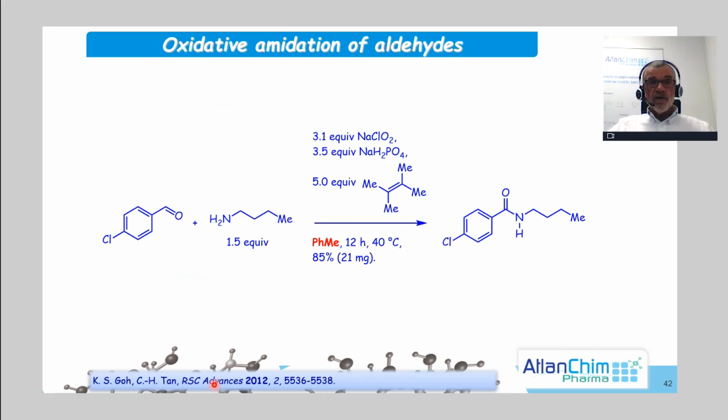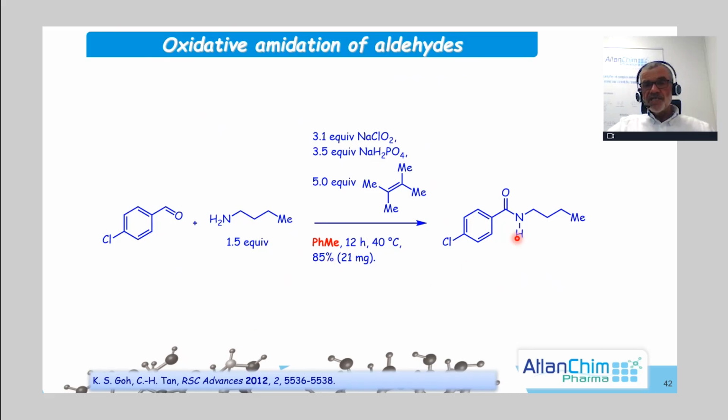Tan here reported a one-pot reaction using Pinnick conditions to couple an aldehyde and an amine to give an amide. This group investigated this amidation between 4-chlorobenzaldehyde and N-butylamine, and the optimum conditions for the reaction are shown on this slide and are identical to those used in the Pinnick oxidation of aldehydes, except for the solvent, toluene instead of tert-butanol.